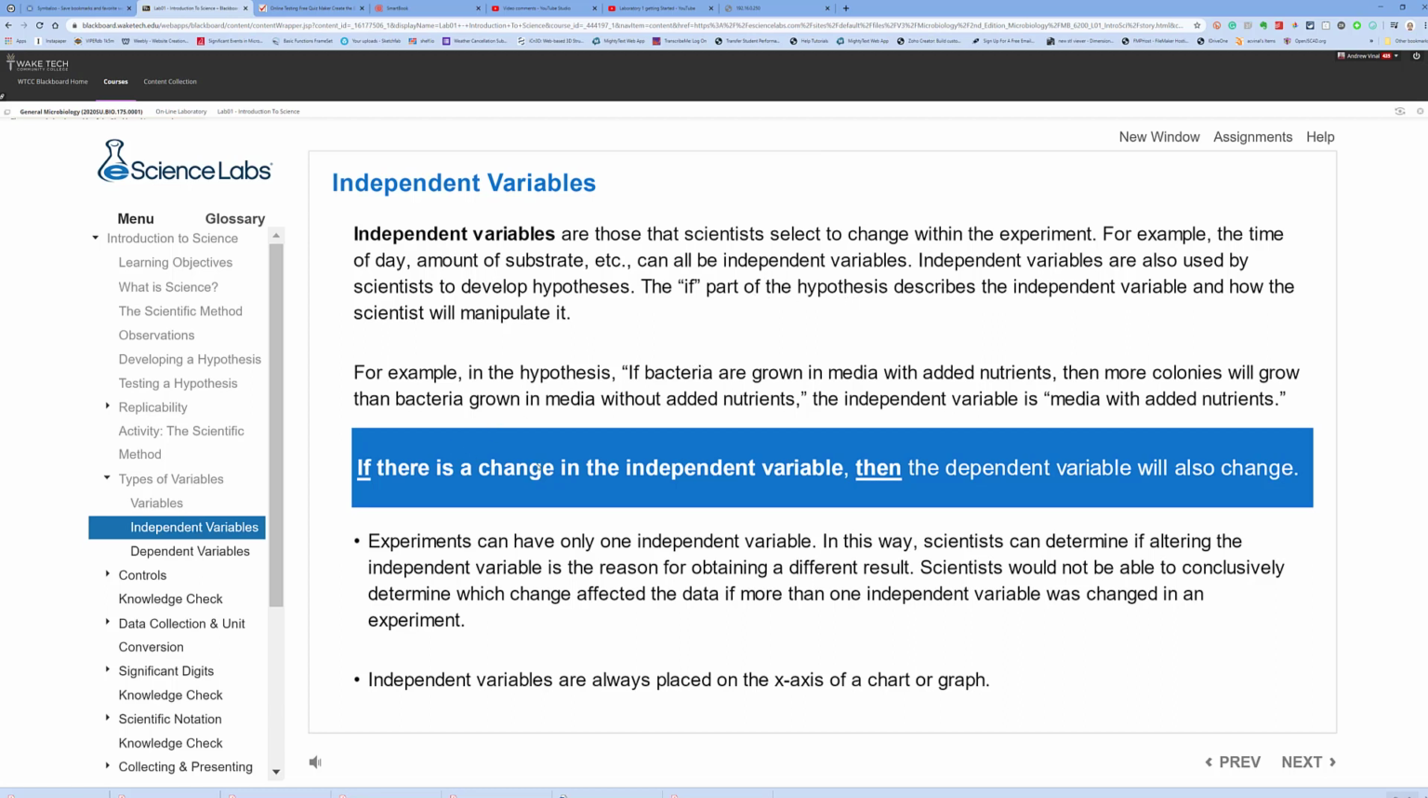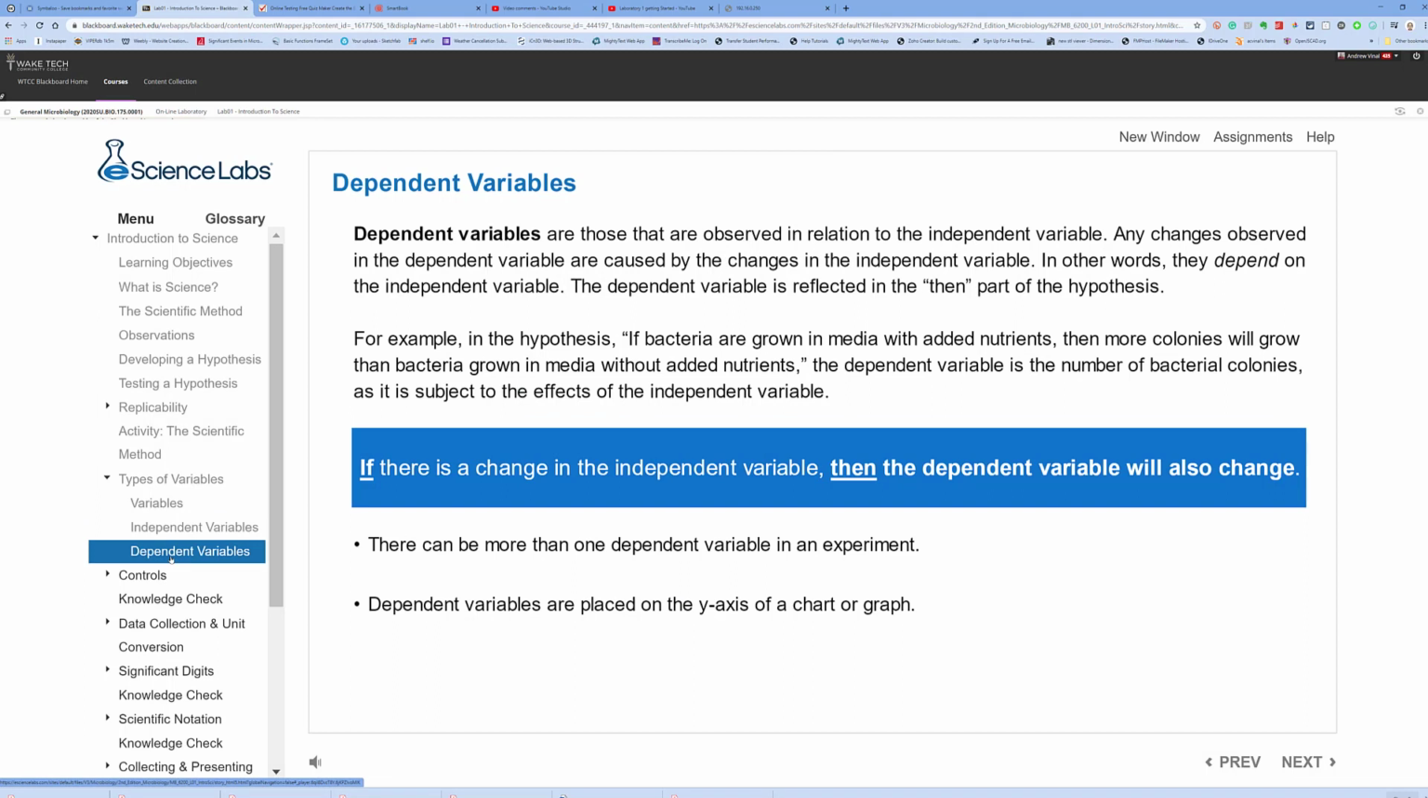And if there's a change in the independent variable, then the dependent variable also changes. The dependent variables are those observed in relation to the independent variable. So the dependent variable depends on the independent variable, and that's the way I've always remembered it. Any changes observed in the dependent variable are caused by the changes of the independent variable. So that's applying an antibiotic or some sort of treatment of some kind. In other words, they depend on the independent variable, and the dependent variable is reflected in the then part. So you can see that pretty clearly.